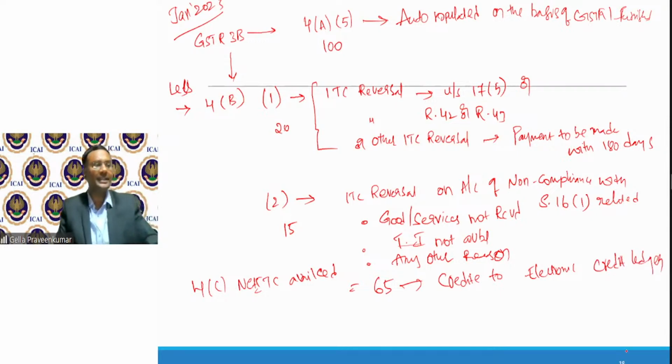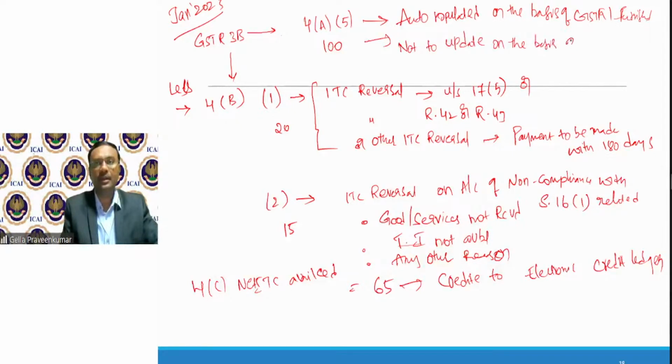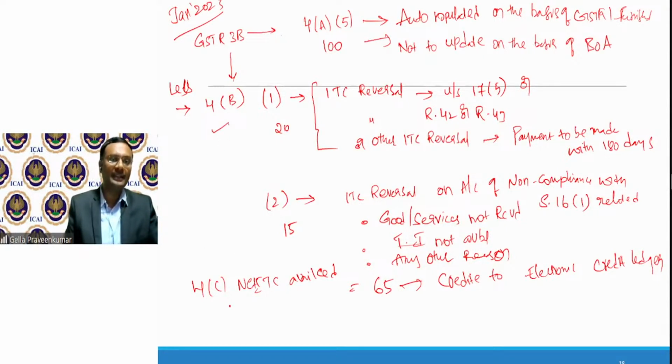This is a new mechanism brought in effective from 1st Jan 2023. That means whatever credit is auto-populated, you are not supposed to remove or update it on the basis of books of accounts. They've asked us, please examine this 4B1, please examine this 4B2, then travel the ITC to 4C. This is what they have said.